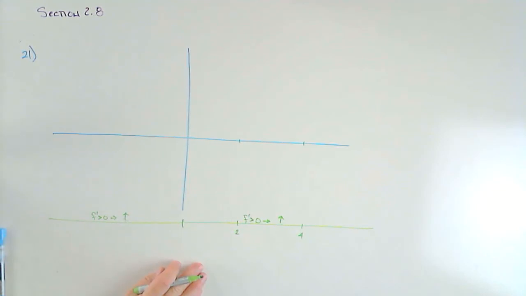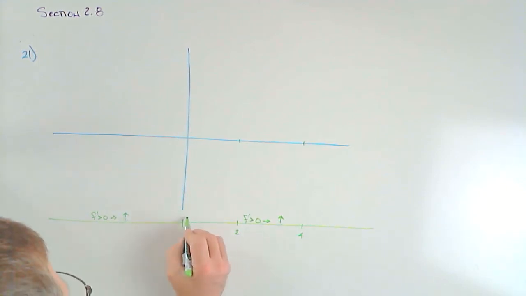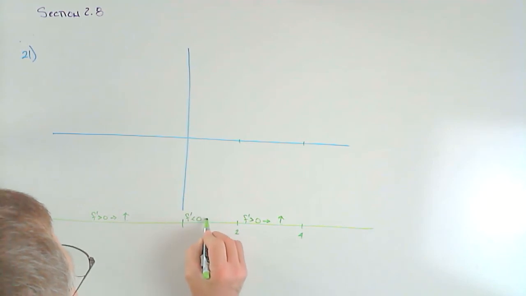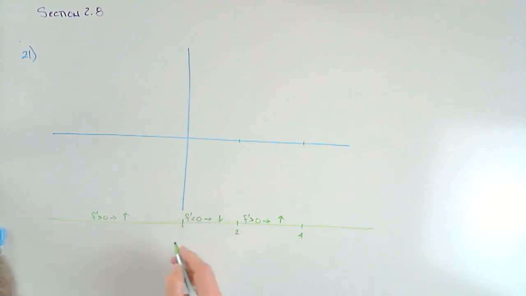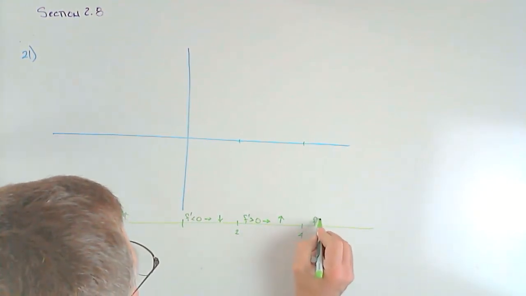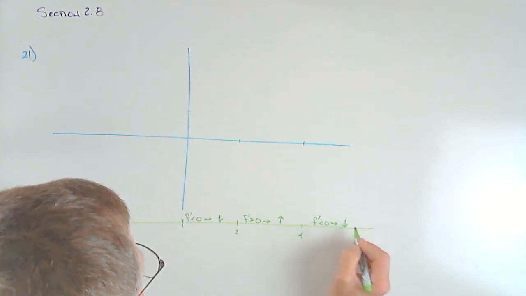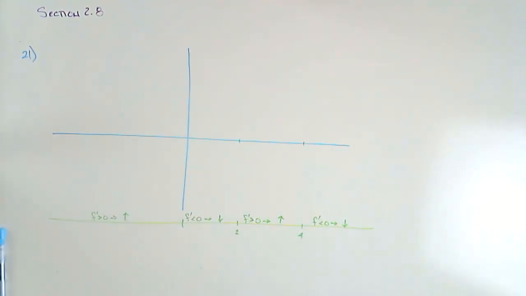Now, if we look at the next line, it says it's decreasing between 0 and 2. Between 0 and 2, f prime is negative. That means my function's going down. And when x is bigger than 4, f prime is negative. That means my function is going down. Okay, so we know all about increasing and decreasing.